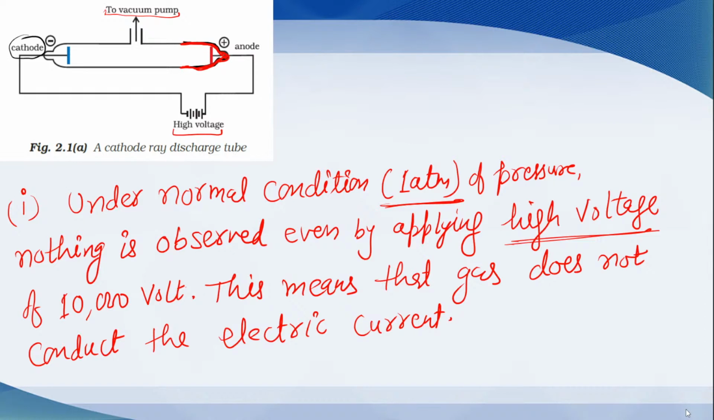Okay, so this is the experiment. Now, what does this experiment show? It shows that fluorescence is due to the bombardment of the glass walls of the tube by the rays that are emitted from the cathode. And these rays are called cathode rays because they are moving from cathode to anode.